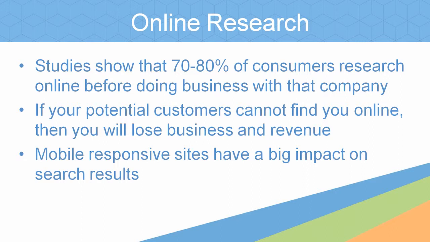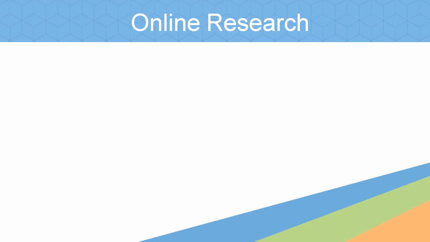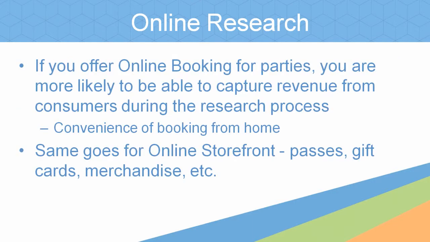I think that Kevin had mentioned this earlier, when there are two sites, one being mobile responsive, one being not, mobile responsive sites will have a higher priority in Google and Bing's eyes in the way that they run their algorithms. So if you offer online booking for parties, you're more likely to be able to capture revenue from consumers during the research process. As I mentioned, a vast majority of consumers will want to research different facilities and local businesses. Let's say they're a month or two out from their child's birthday party and they're doing online research to see what parties are available.